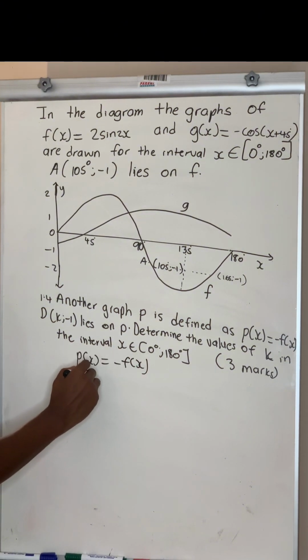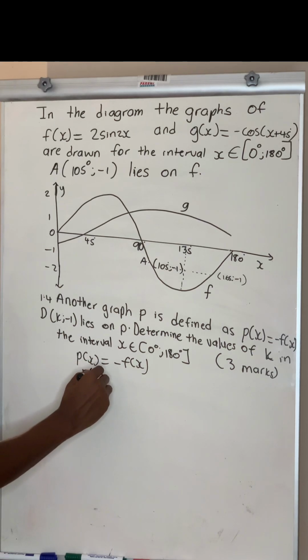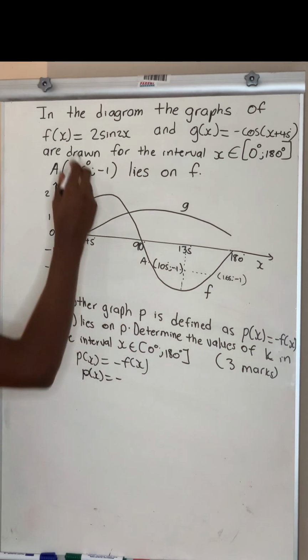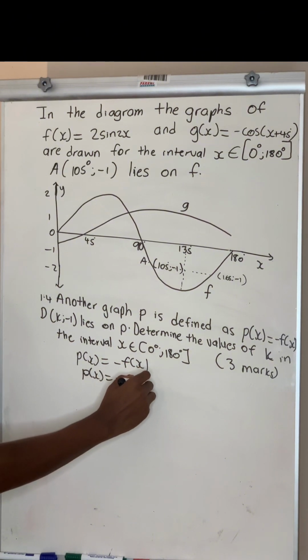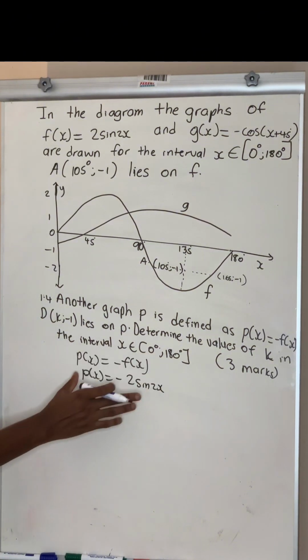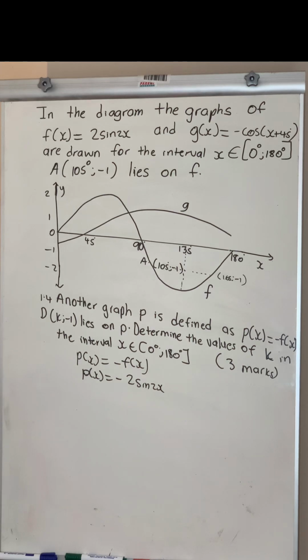Now let's find the value of P of x. Negative f of x was 2 sine 2x, so it's negative 2 sine 2x. This is the value of the graph P of x. Now we are then asked to find this value of k.